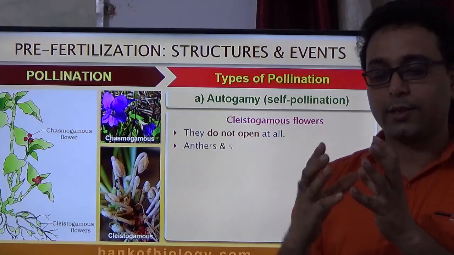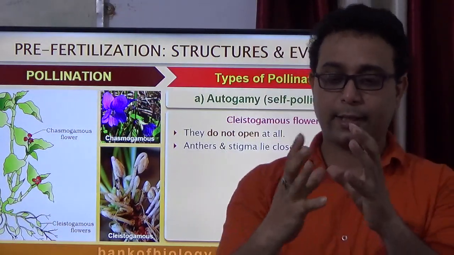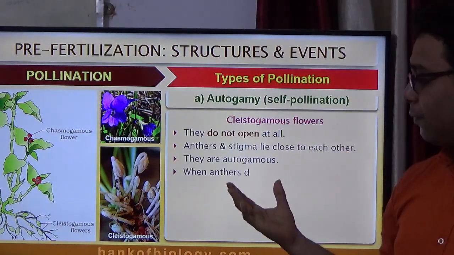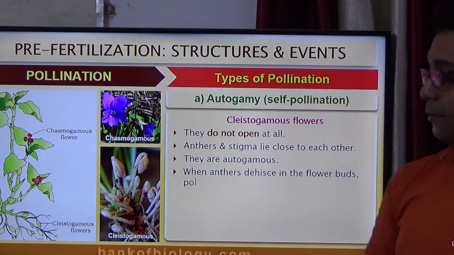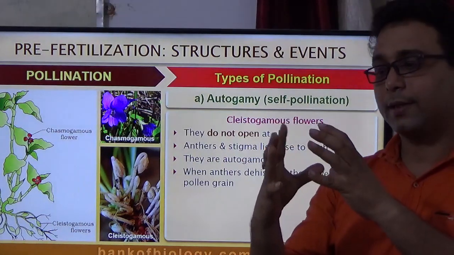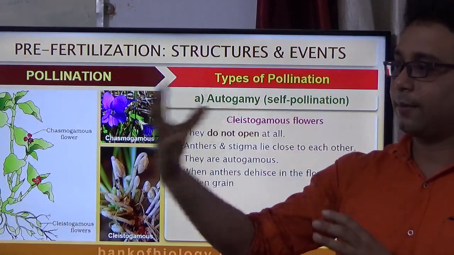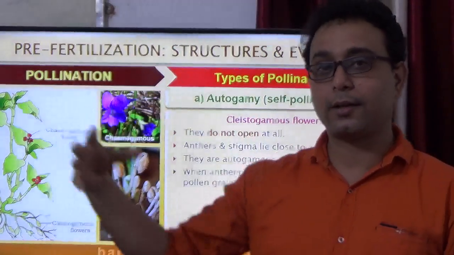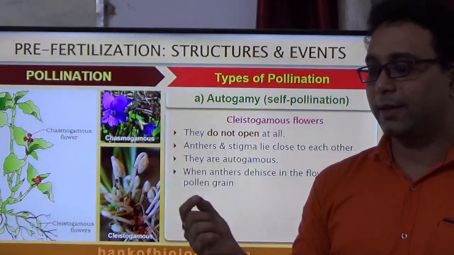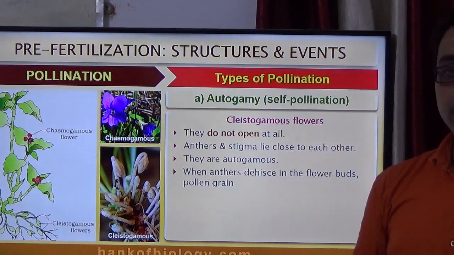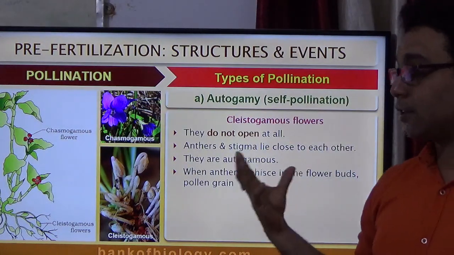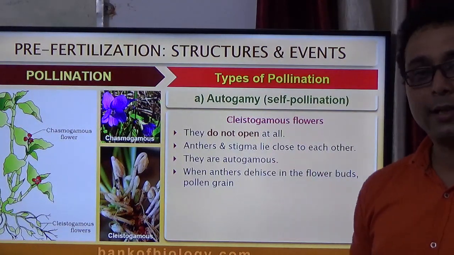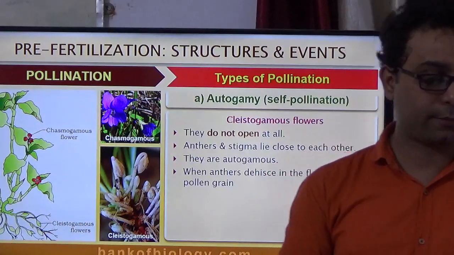That means their anther and stigma are inside, covered up by the petals. So that type of flower is ultimately autogamous, because when the petals are covered, the pollen grains do not fall on other plants and other flowers do not receive them. This is very important for cleistogamous flowers. It helps self-pollination.